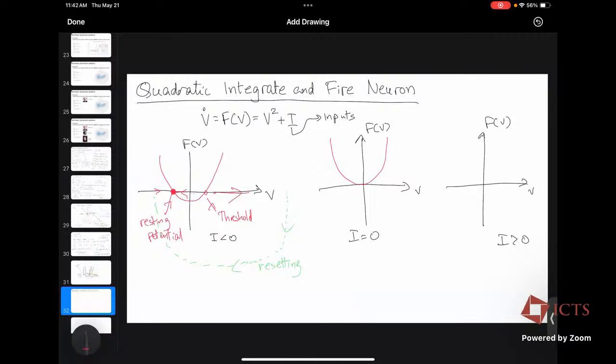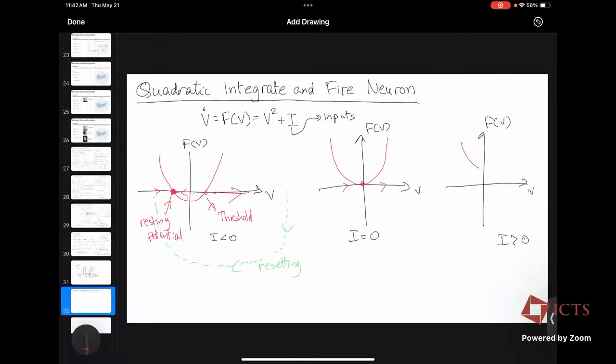And so then I have a single fixed point at 0. But this is a fixed point with marginal stability. It's a semi-stable fixed point because it is stable in this direction and it is unstable in this direction. So it's kind of like a weird edge case in the middle.